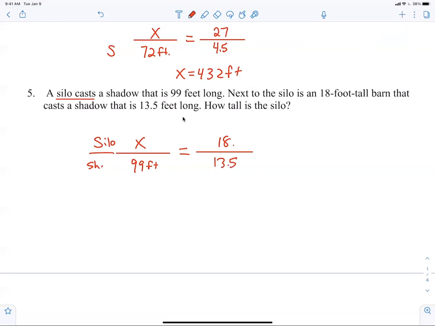Use your calculator. But then 99 times 18. Yes, and I divided that by 13.5. You are awesome, buddy. That's exactly 132. 132 feet. Is that correct? Anybody else get that? Okay, so everybody cross multiply, divide for me.